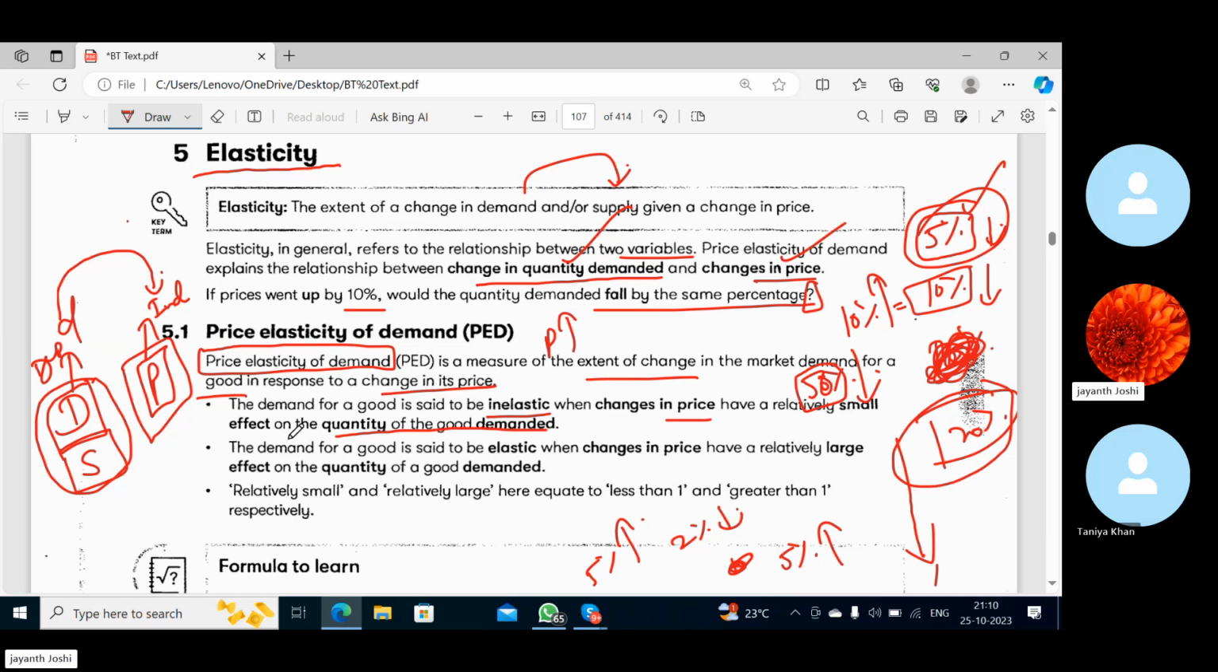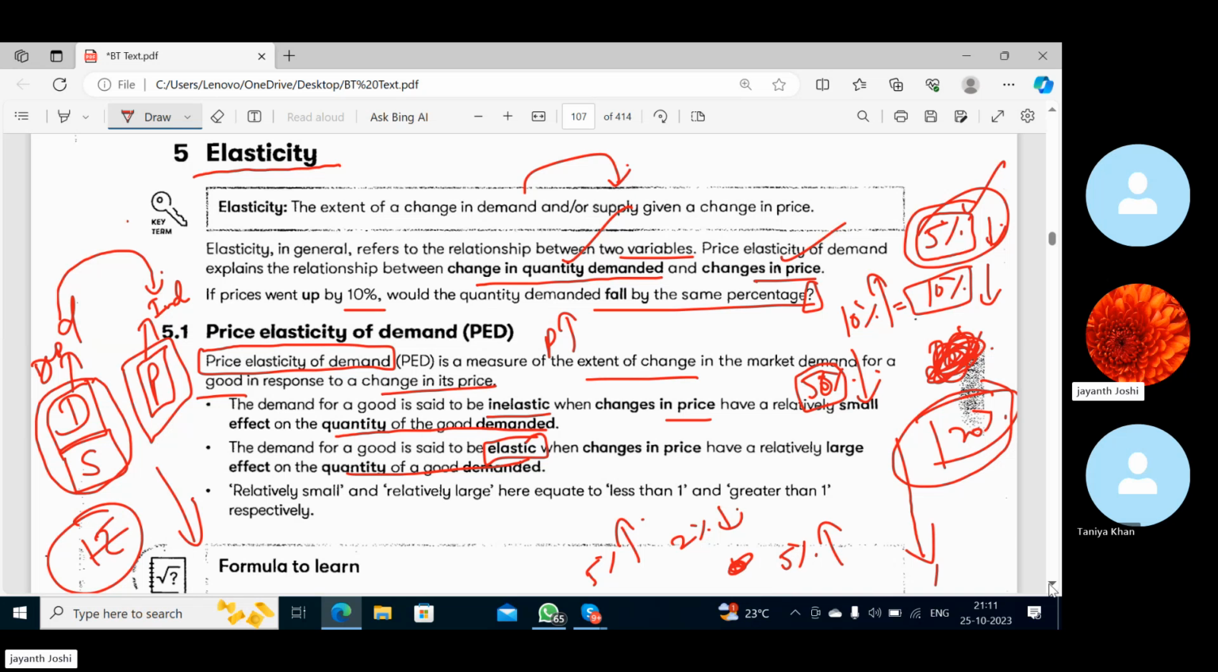The reverse is elastic. A small change in price is having a large effect on the quantity of the good demanded. That means a change of just 1 rupee in the price of a product is leading to a very high fall in the quantity demanded of the product. So that is inelastic, and that is elastic.